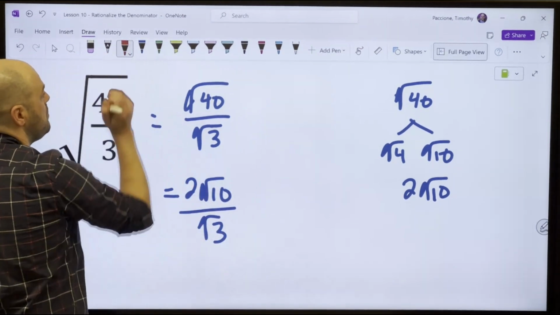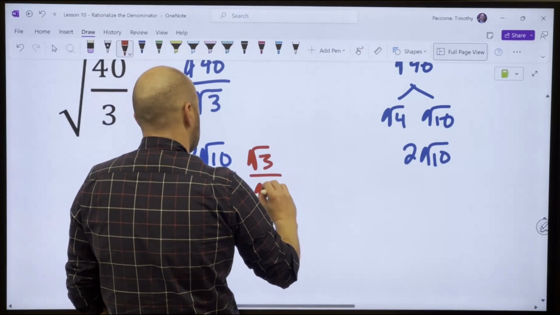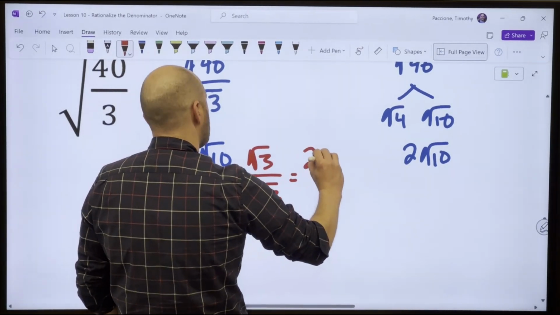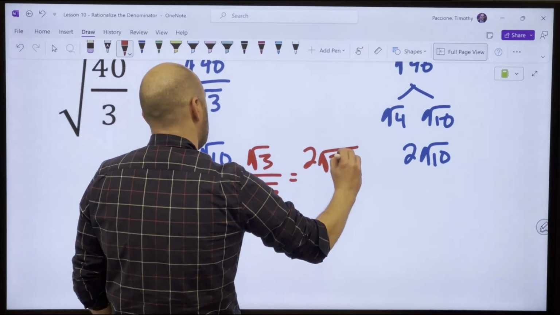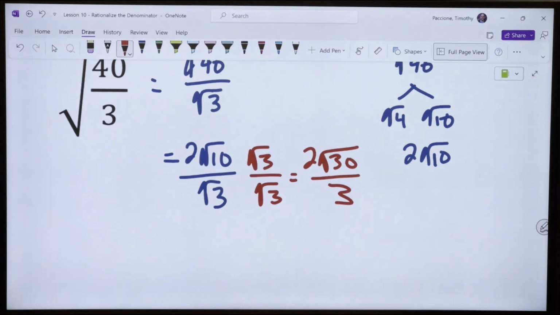Now let's multiply by square root of 3 over square root of 3. And I get 2 square root of 30 over 3. And we already talked about 30. You can't break down 30. All right, so that's one version of this.